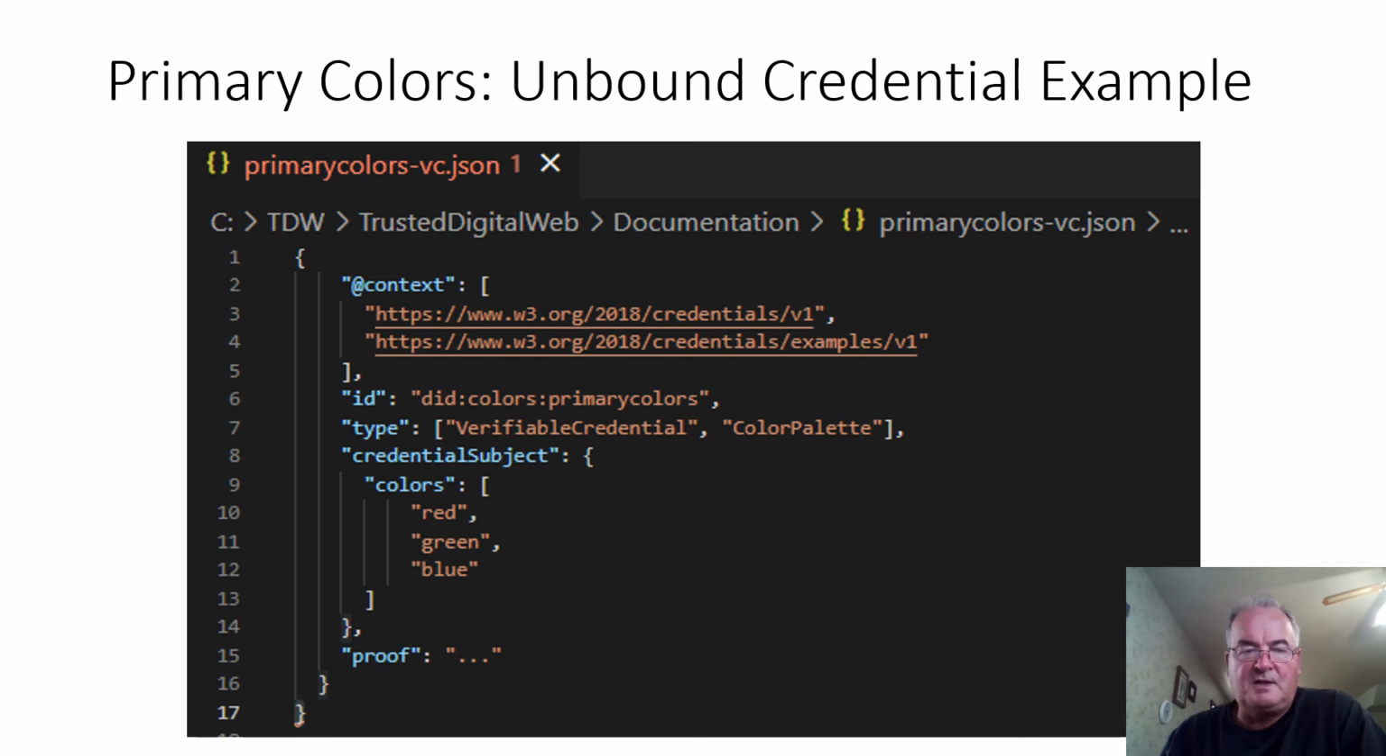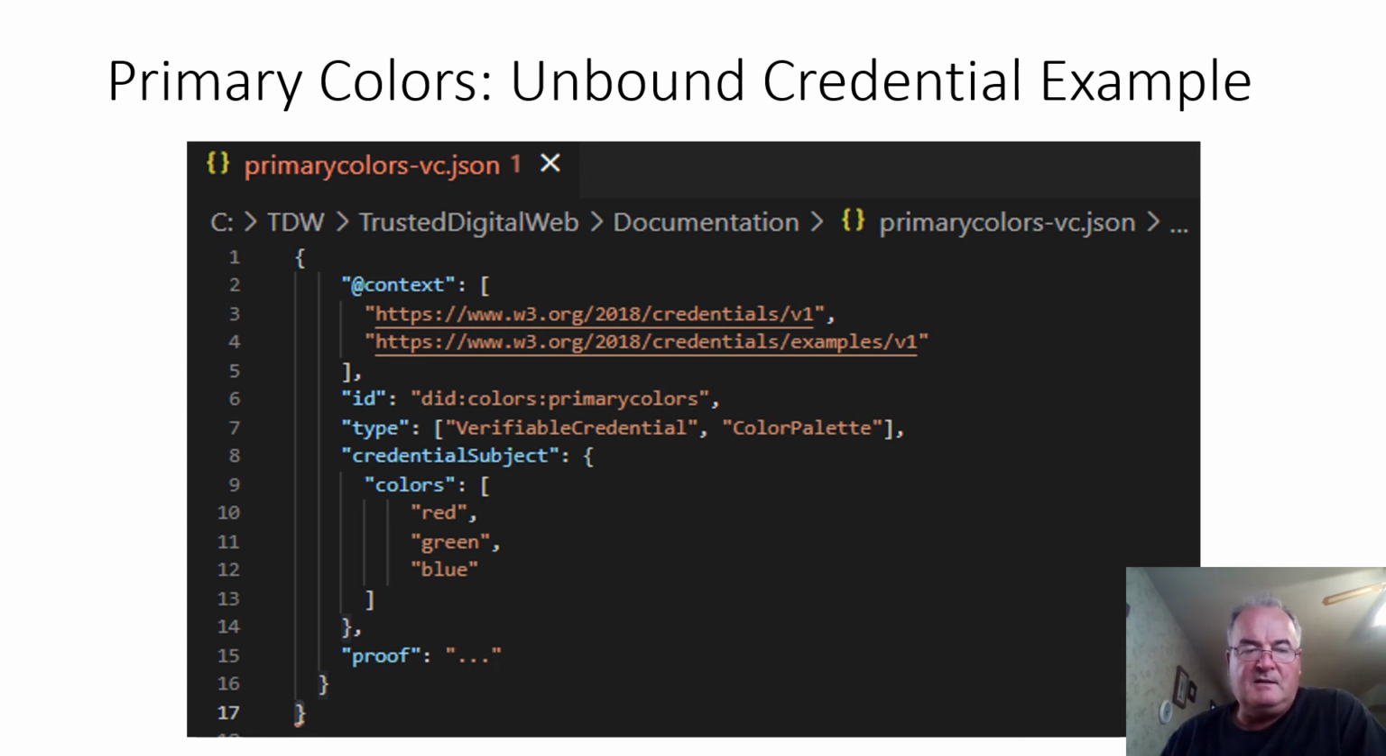Below is an example of an unbound credential. It's one that has been circulated in the CCG mailing list. So just to skim through it, we've got the context, we've got the ID, and it's using a hypothetical method space called colors, and the identifier is primary colors. So the DID itself is did:colors:primarycolors. And then as a verifiable credential, it has a type, verifiable credential, then it has a subtype. In this case, again, chosen somewhat arbitrarily, but on purpose, color palette.